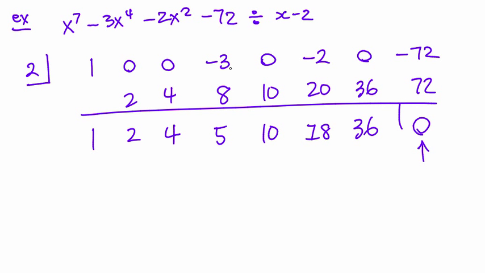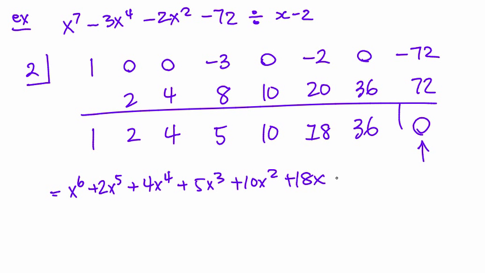So that means when I do this division, I end up with this polynomial function. Now, constant term, degree 1, degree 2, degree 3, degree 4, degree 5, degree 6. So it's 1x to the 6th, 2x to the 5th, 4x to the 4th, 5x cubed, 10x squared, 18x, and 36. And one last example for us.